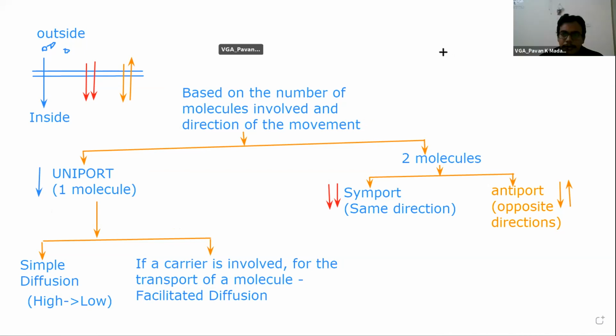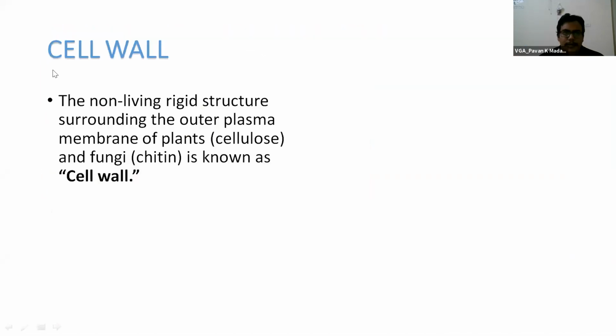Okay, so I hope you are done with writing this. Now let us go back to our slide. Now let us talk about the cell wall. Before talking about the cell wall in eukaryotic cells, let us just revise what we have studied for the cell wall in prokaryotes.